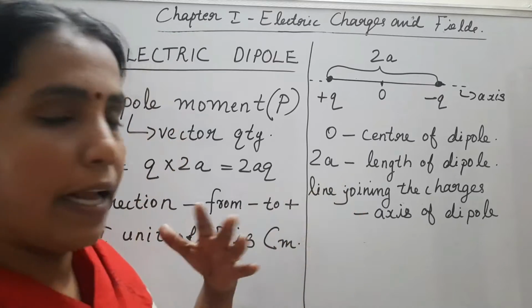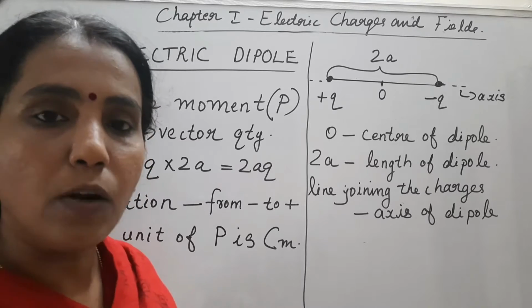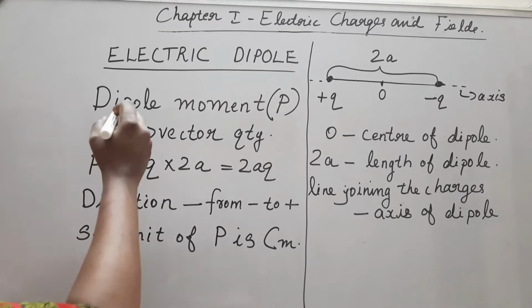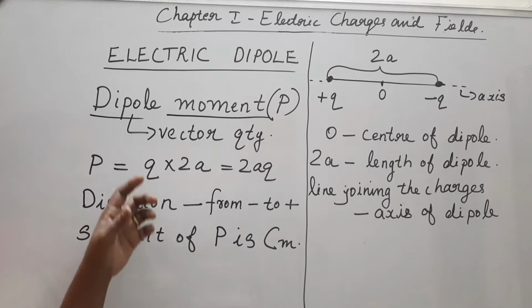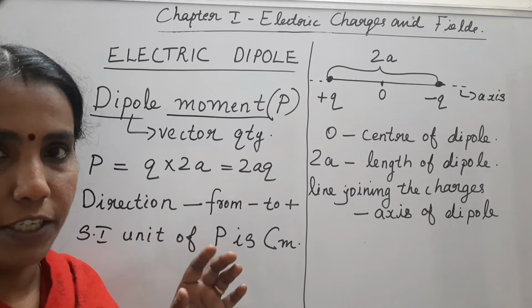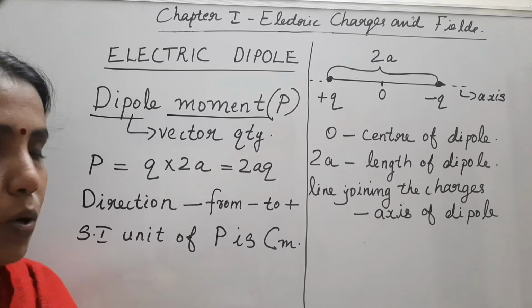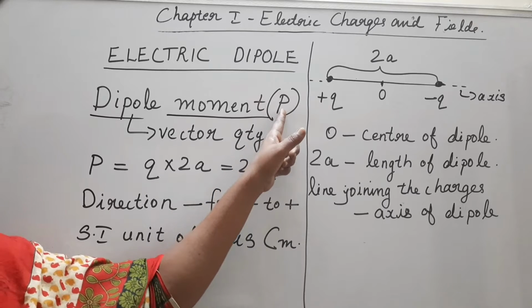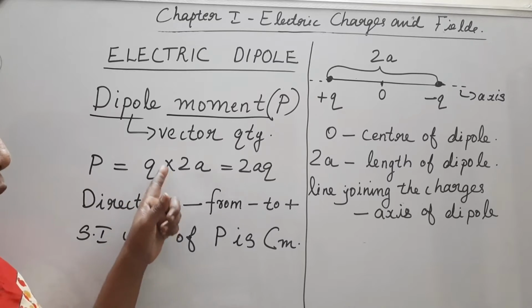Now we discuss an important physical quantity which characterizes a dipole. The physical quantity used to characterize a dipole is dipole moment. It is a vector quantity. You know, vector quantities have both magnitude and direction. So what is the magnitude of that dipole moment? Dipole moment is represented by capital letter P, and its magnitude is equal to q into 2a.